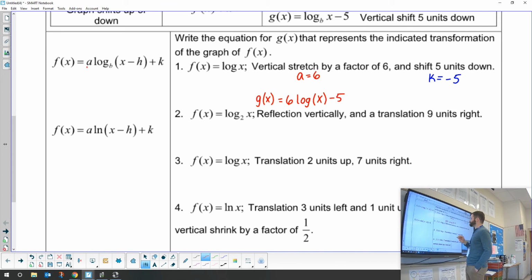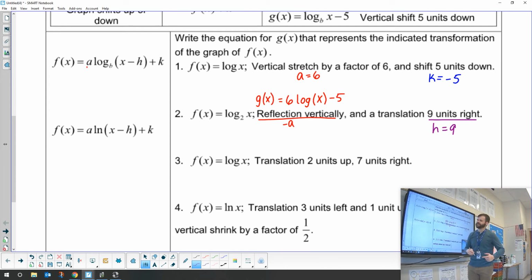Let's take a look at number 2. Number 2, we have log base 2 of x. First off, seeing that base right there, that's not going to really affect anything. It's just log base 2. My transformations are still going to be the same. It might affect where my graph goes on the actual graph, but it's not going to affect how my graph shifts up and down, left and right, so that doesn't matter. Okay, so reflection vertically. Whenever you see reflection vertically, that tells me that we have a negative out in front. We have a negative A. And a translation 9 units to the right. So 9 units right, that means my H is 9.